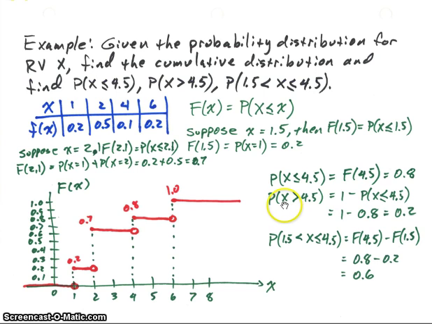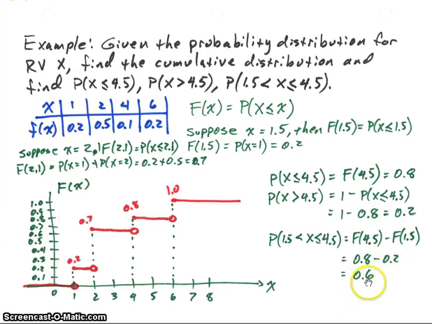Now the probability that it'll be greater than 4.5, as we found before, is equal to 1 minus the probability that it will be less than or equal to 4.5. We already found that one up above, and so it's 1 minus 0.8, which is 0.2. Now the last one that we were trying to find is the probability that x will be between 1.5 and 4.5. And based on our properties that we had, this will be equal to capital F at 4.5 minus capital F at 1.5. And if we look at those values, we have 0.8 and 0.2, so the probability will be 0.6.